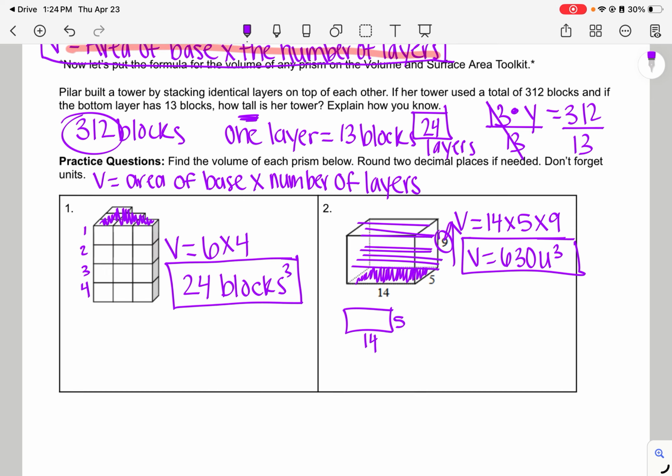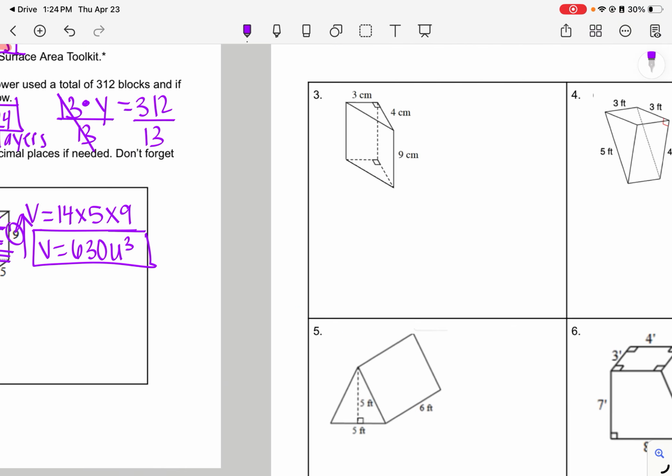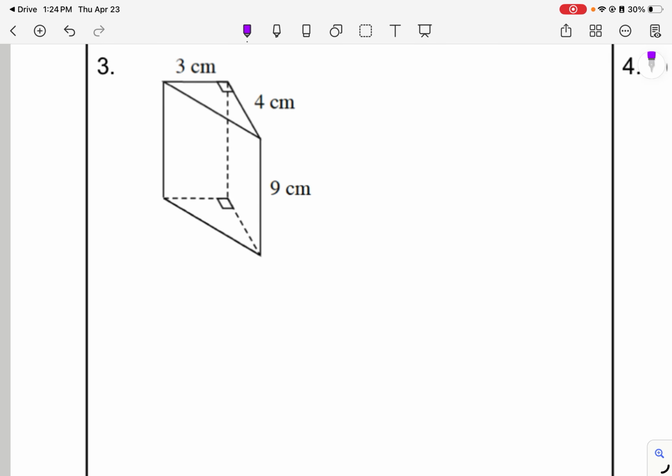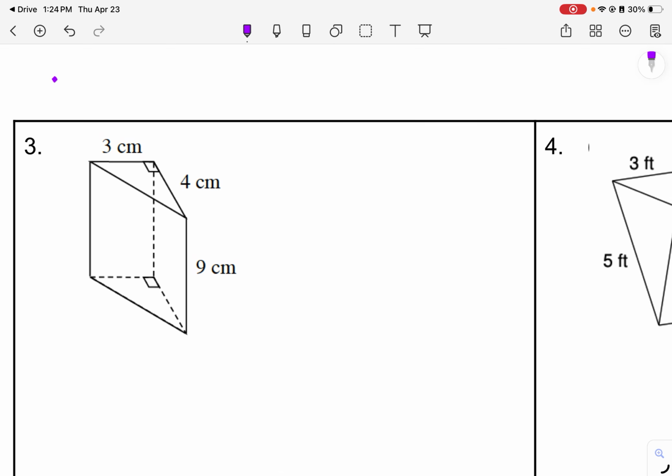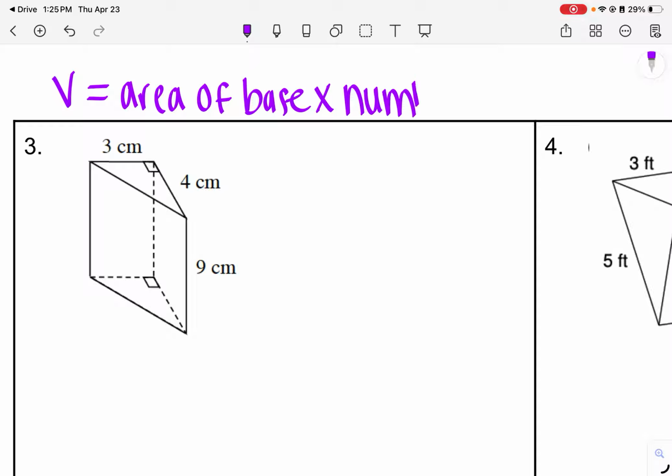All right, let's go to the next page. We're going to do a couple more together. So number 3, looking at this, again, we're thinking our formula is volume equals area of base times number of layers. And when we say layers, we're saying layers of the base.